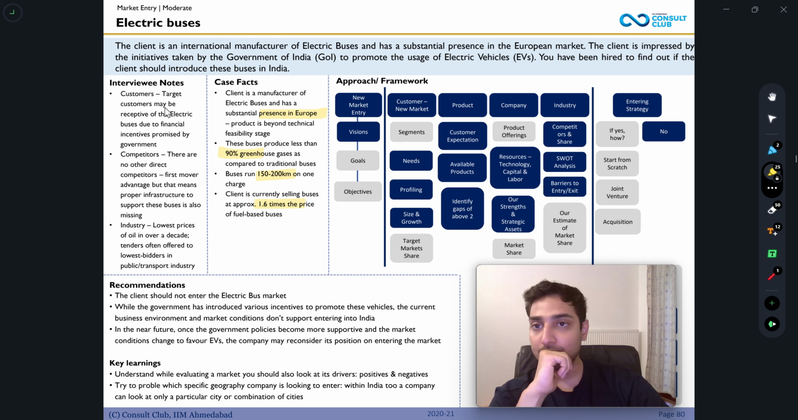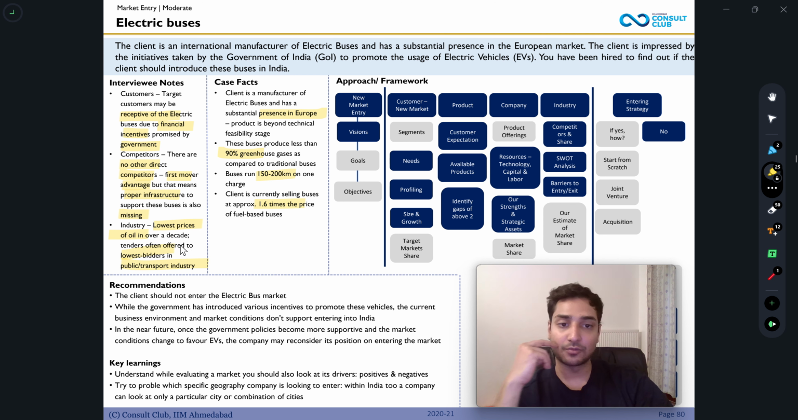So let's say we have to highlight important lines to write. Target customer is receptive to electric buses due to financial incentives promised by the government. No direct competitors. Proper infrastructure missing. First mover advantage. Industry: lowest price of oil over a decade, and tenders offered to the lowest bidder in the public transportation industry. So you can recall what the interviewer said if you just write the key points.